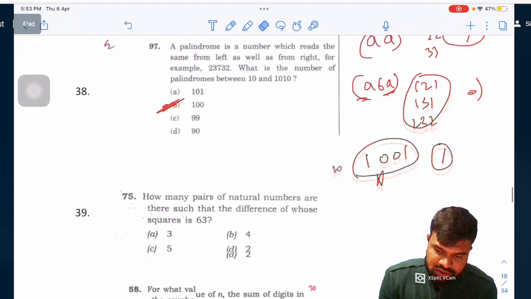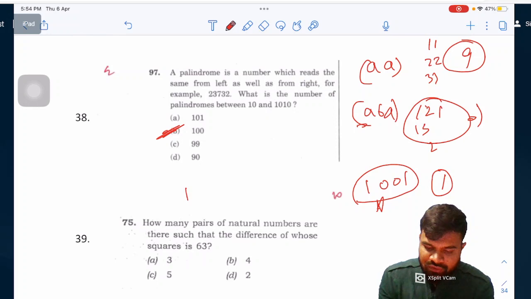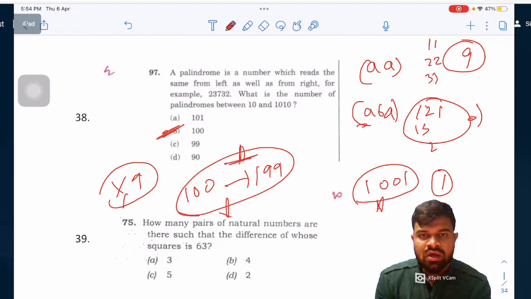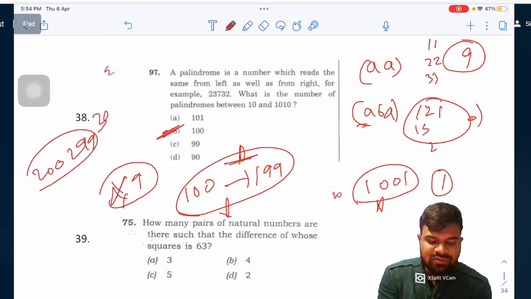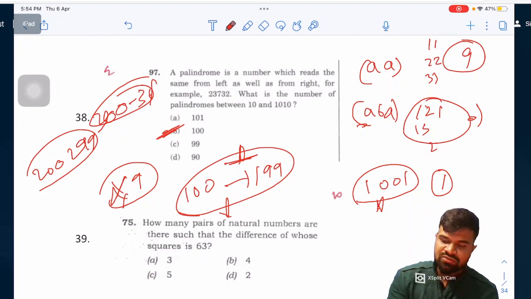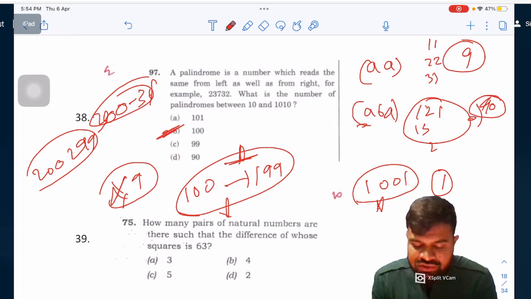Don't worry about this thing. If you want to count also, you can count. How will you count? Just count the palindromes from 100 to 199 and multiply it by 9. You will find that there are 10 palindromes from 100 to 199, and the same case will be repeated from 200 to 299, and from 300 to 399. So if we multiply it by 9, then we will get our answer. There are 90 palindromes for three digits, and for four digits there is only one palindrome, 1001, up till 1010.